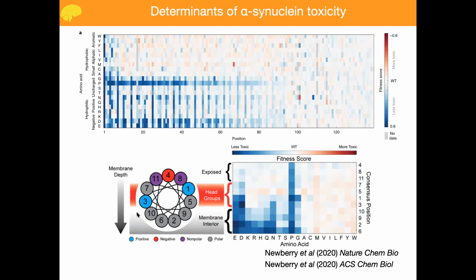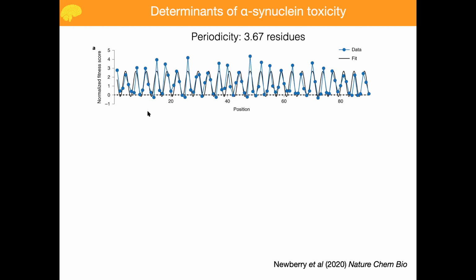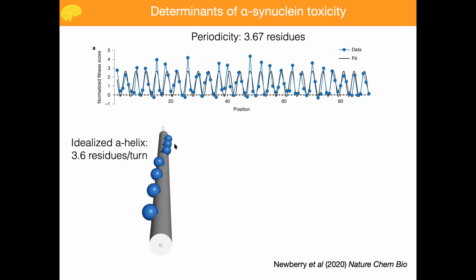So then our results strongly argued for an amphipathic alpha helix as a really important species for this toxicity in yeast. And plotting the periodicity, you can appreciate that it was actually really the frequency of fitness disrupting mutations, or fitness restoring mutations maybe, was very regular. Here in black is a regular periodicity, and you can see it fits quite nicely. Now, interestingly, if you ask what the periodicity is, it was 3.67 residues, which actually does not perfectly match the periodicity of an idealized alpha helix, which is 3.6 residues per turn.